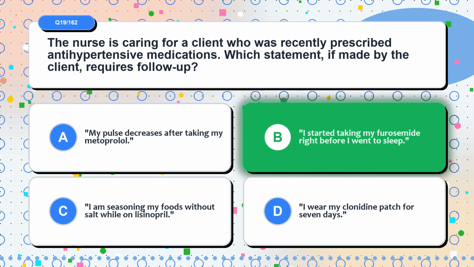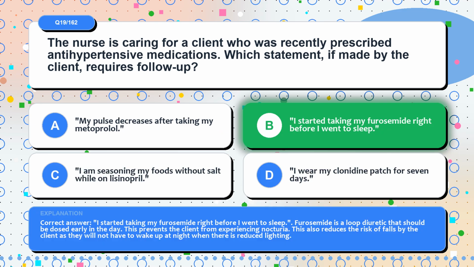The correct answer is option B. I started taking my furosemide right before I went to sleep. Correct answer. Furosemide is a loop diuretic that should be dosed early in the day. This prevents the client from experiencing nocturia. This also reduces the risk of falls by the client, as they will not have to wake up at night when there is reduced lighting.